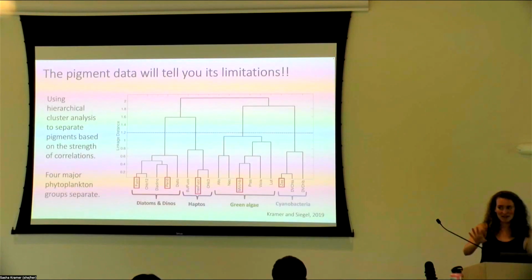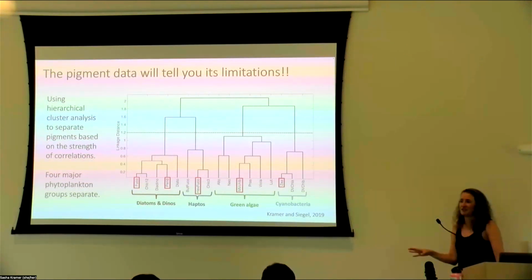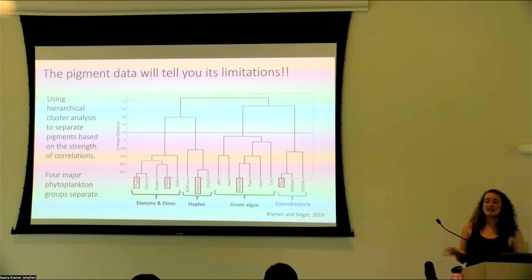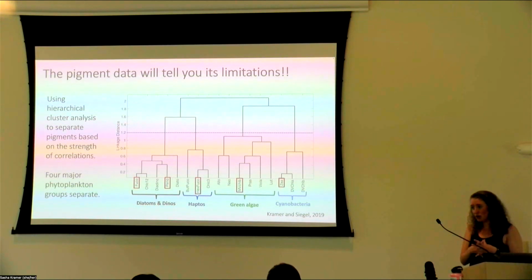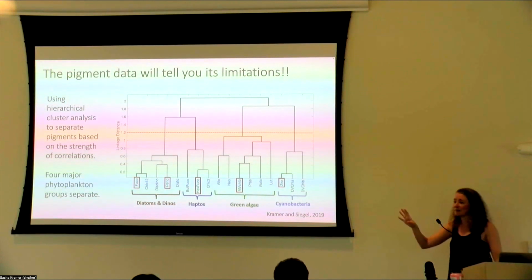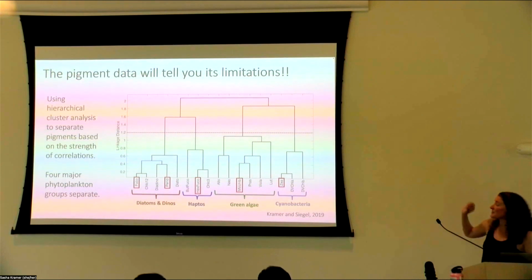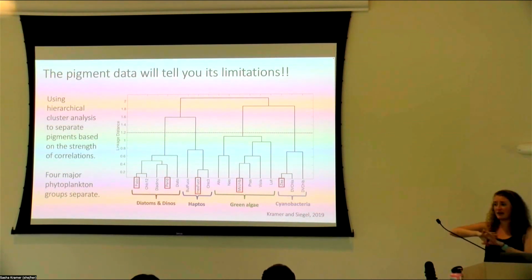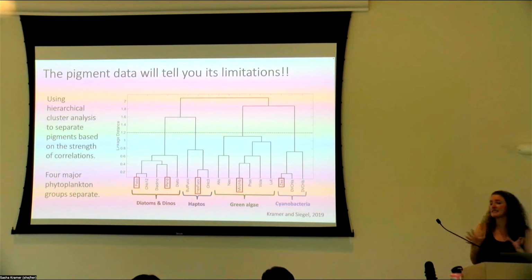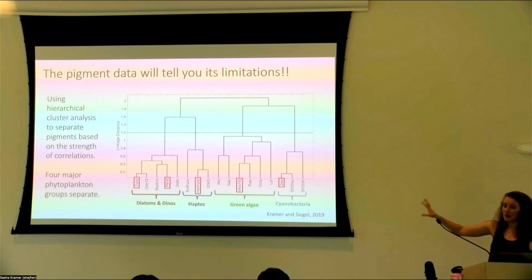I'm going to provide one possible route forward, which is that the pigment data to some degree will tell you its limitations. So you can use statistical approaches to see how many phytoplankton groups you can get based on pigments to separate from one another. And the big conclusion that I'll tell you right up front is that this is going to depend on your data set. It's going to depend on your environment and who was there and what was happening. So in this analysis, we looked at a global pigment data set distributed across latitudes and longitudes, all different seasons, all different phytoplankton communities. And we found that we could only statistically separate these 4 really broad pigment-based phytoplankton groups.